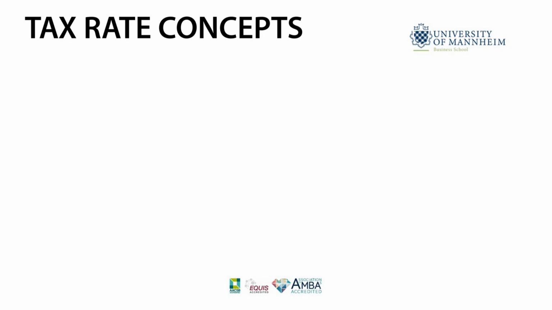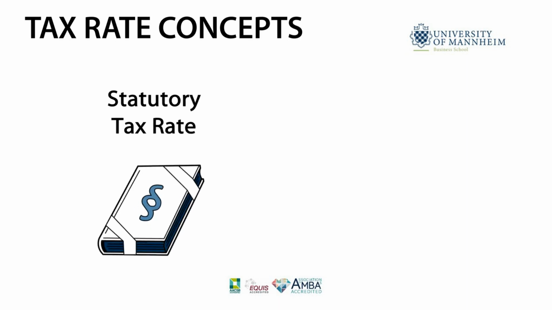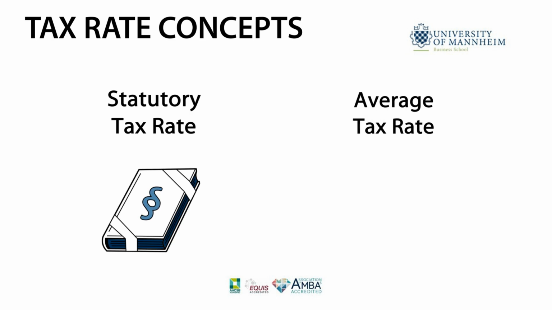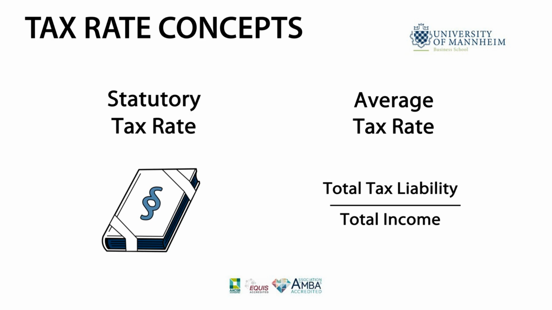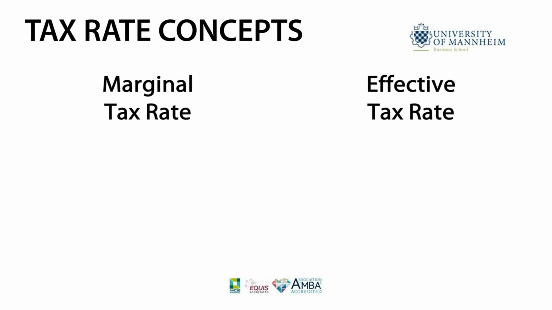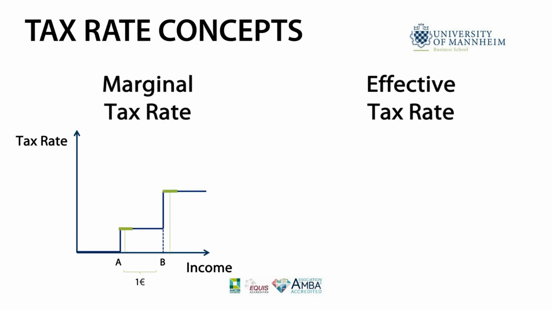Now, let's differentiate between four important tax rate concepts: statutory, average, marginal, and effective tax rates. The statutory tax rate is the rate defined by tax law. The average tax rate refers to the average tax burden on taxable income, obtained by dividing the total tax liability by the total tax base. The marginal tax rate measures the additional tax burden incurred on an incremental additional unit of taxable income.